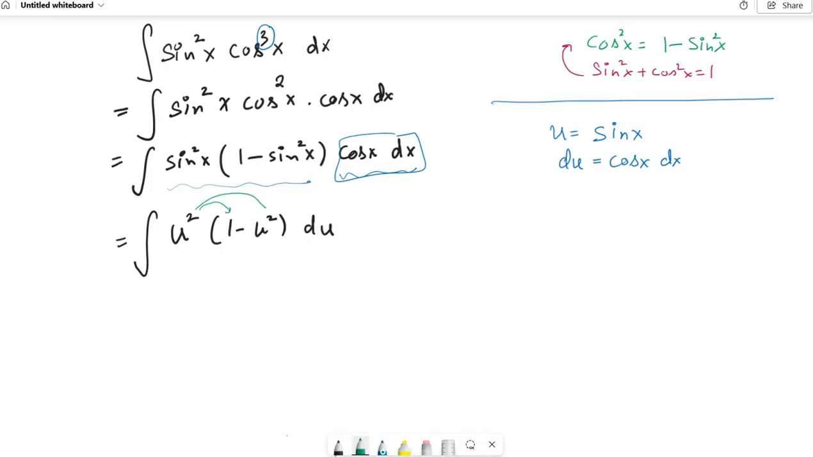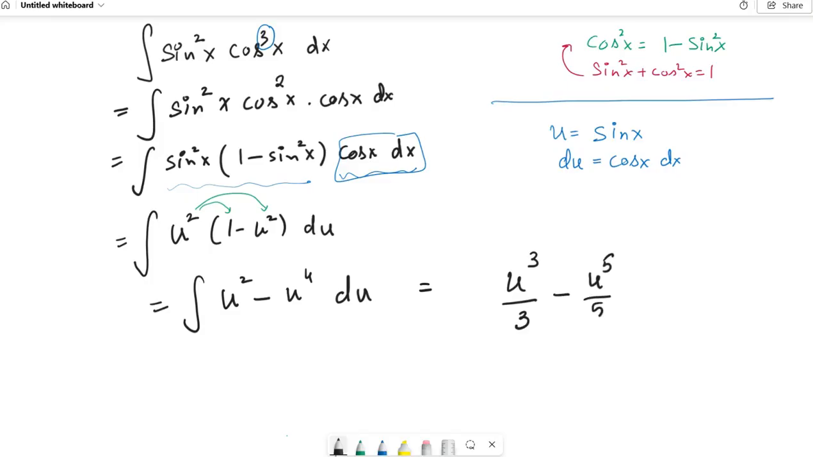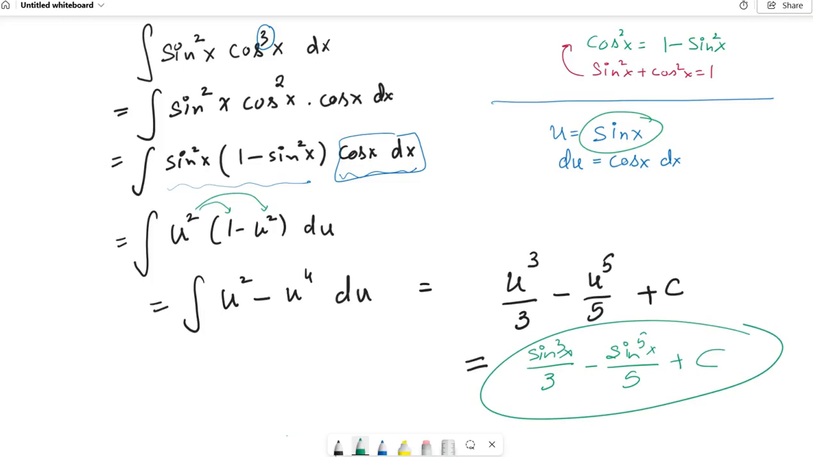This u square can distribute inside. So u square times 1 is u square, minus u square times u square, which is u to the 4, du. We can integrate it using the power rule. This will become u cube by 3 minus u to the power 5 by 5 plus c, and u has to be substituted back to sine x. Sine cube x by 3 minus sine to the 5 x by 5 plus c.